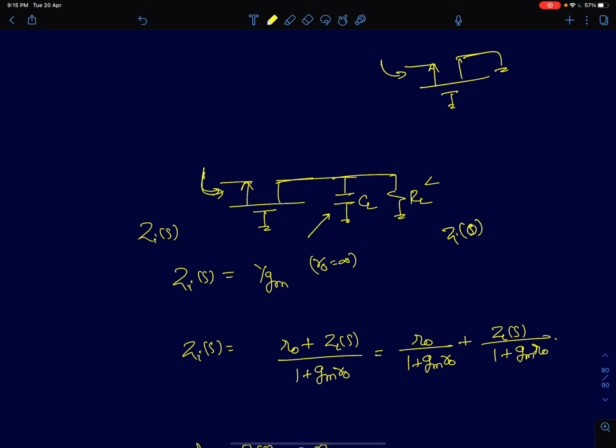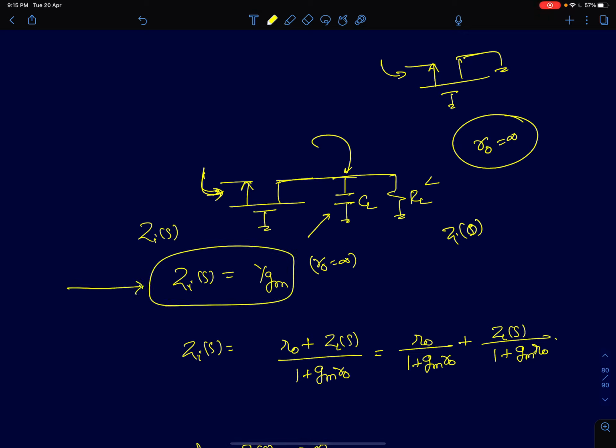You are looking into the source terminal. Now here there are two conditions. If R0 is infinity, then it really doesn't matter what you connect at the drain terminal. The input impedance is always going to be equal to 1 by Gm. It will never change. But in practice, you will always have a finite R0, and especially in small channel devices, R0 can be significant. When it is significant, it can be lower. So in that case, you will have to consider R0.